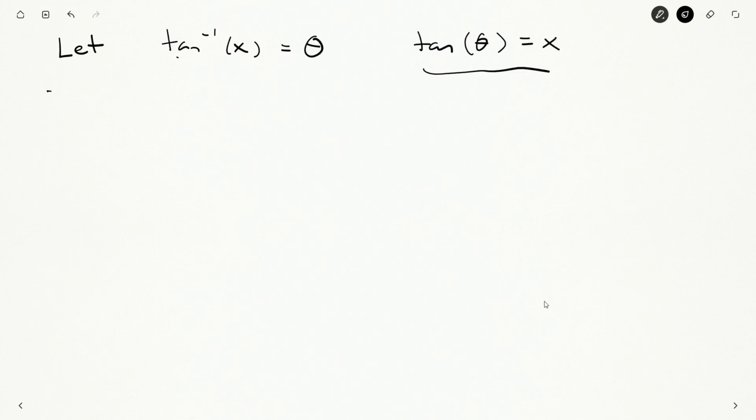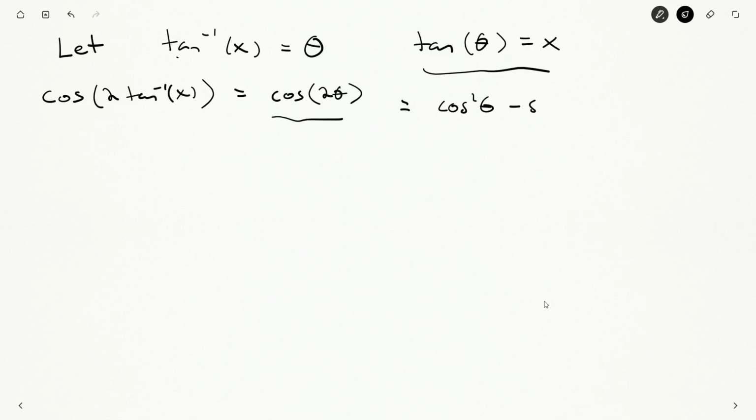But look at what else this has done. The question was asking us for cos of 2 tan inverse of x, but that's just cos of 2 theta. And you might say, well, what can I do there? I think this was question 1 or 2, but double angle formulas again come to our rescue, and we get cos squared theta minus sine squared theta. So I need to take this information, tan theta equals x, create a special triangle, get sine and cos from it, square them and take the difference.